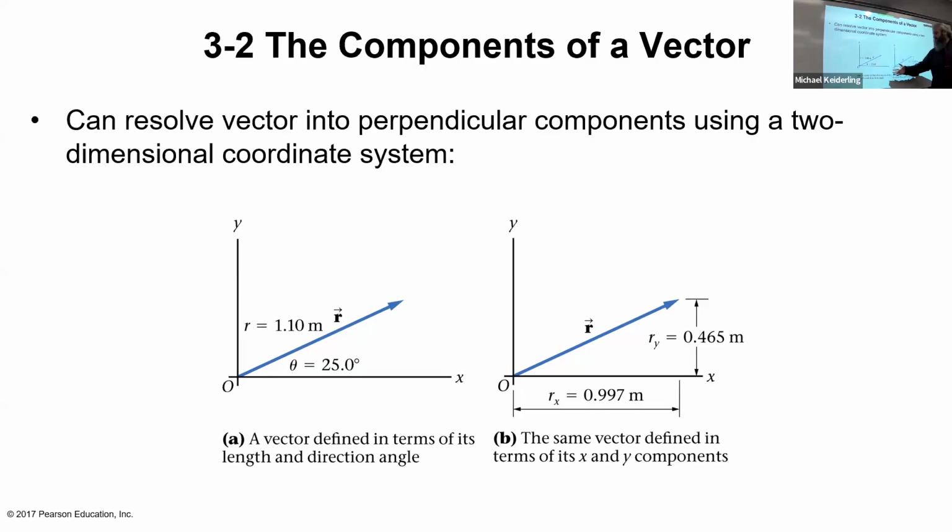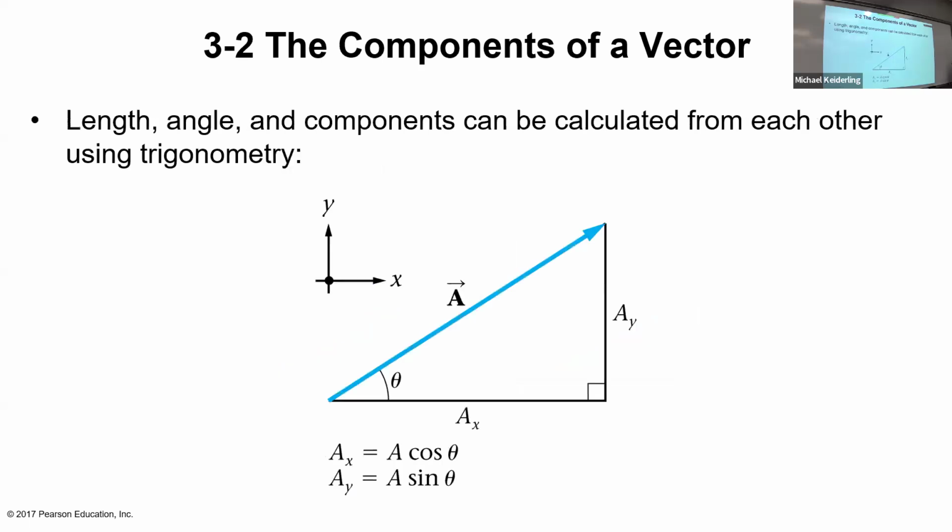And by using some trigonometry, we can find the portion of r in the x direction and the portion of r in the y direction. So if r has magnitude 1.1 meters, and it's at an angle of 25 degrees, r sub x, the x component of r, will be 0.997 meters, and the y component of r will be 0.465 meters. We can split it into its x portion and its y portion. And the length, angle, and components can be calculated from each other using trigonometry.